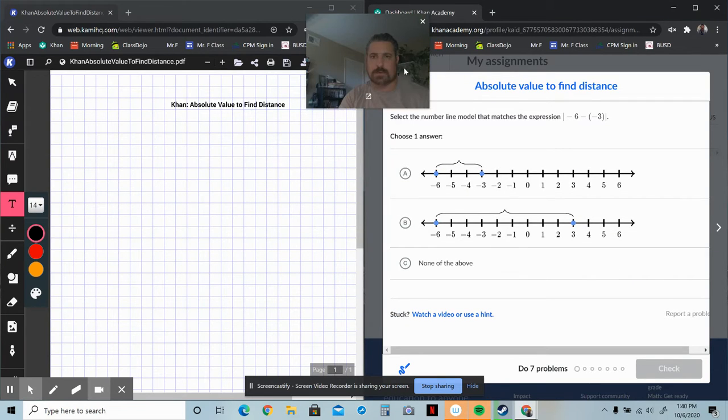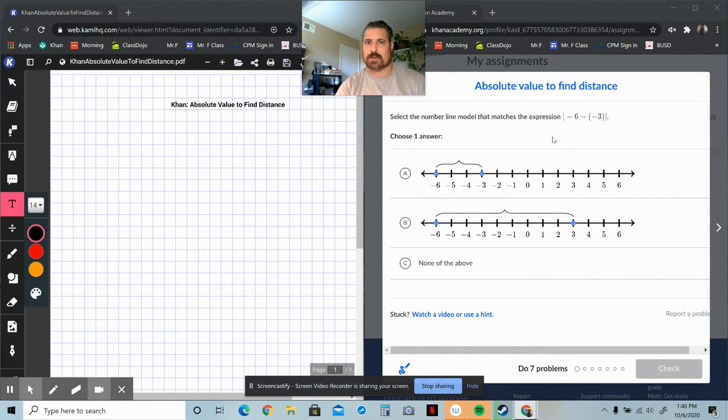All right, let me size this up again. It says select the number line model that matches the expression. And this is the absolute value of -6 take away -3. So what does that mean? Well, if you wanted to think about the distance involved here, this is from -6 to -3. So you're going from -6 to -3. That's what the subtraction is here, right? You start at -6 and you're going to -3.